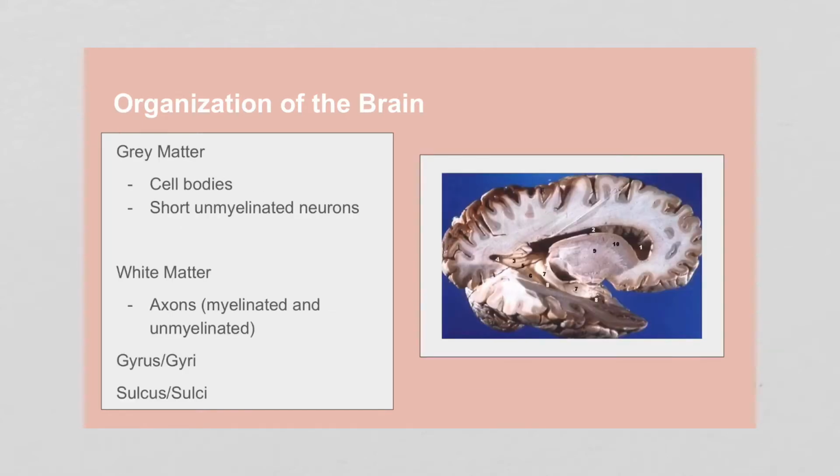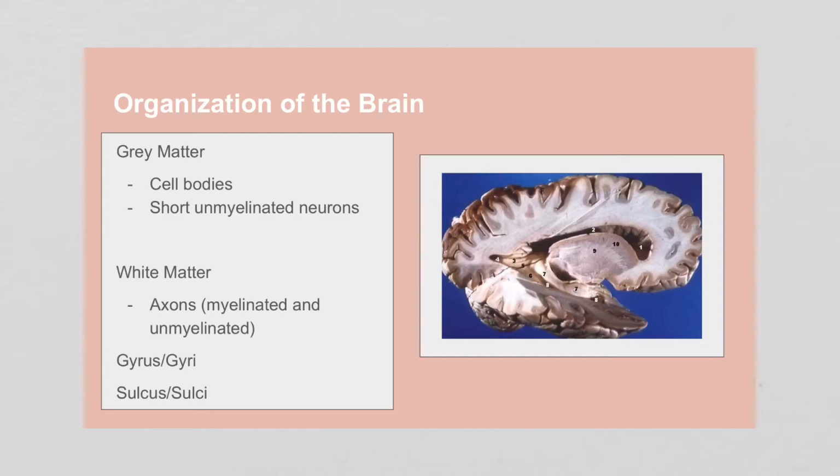When you look at a section of the brain, you see that the outside is made out of gray matter, and gray matter is where we find cell bodies and very short unmyelinated neurons. We see white matter on the inside, and the white matter is made out of axons that are both myelinated and unmyelinated.